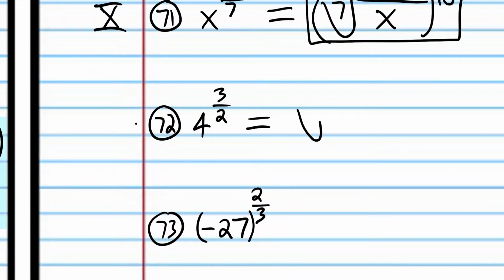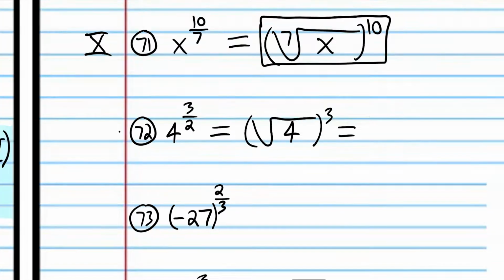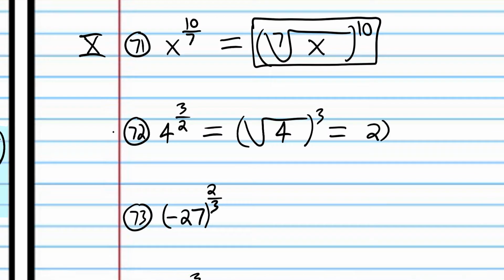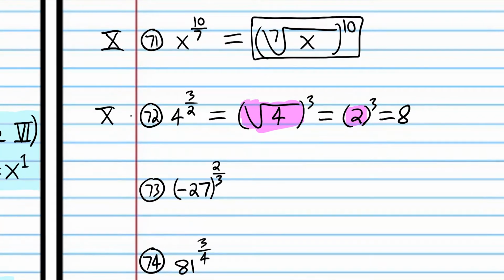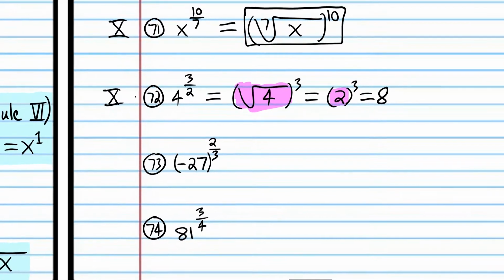Okay, so it's going to be a square root because the denominator is 2, and the numerator is 3, so it's going to be raised to the 3rd power. Square root of 4 is 2, and then raised to the 3rd power, and you get 8. So this inside part here changes to 2. So anyway, if you got that answer right, good job. That is rule number 10. Try 73, and when you come back, we'll do it together.